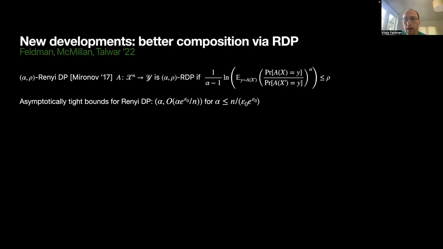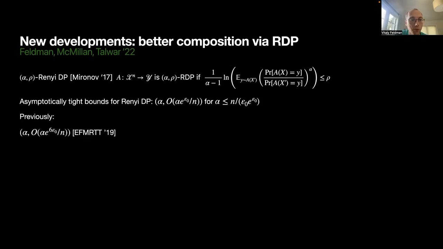And this range is essentially all that matters. Beyond this, the bound is not useful, because it becomes larger than epsilon 0, which we always have just from the local differential privacy.